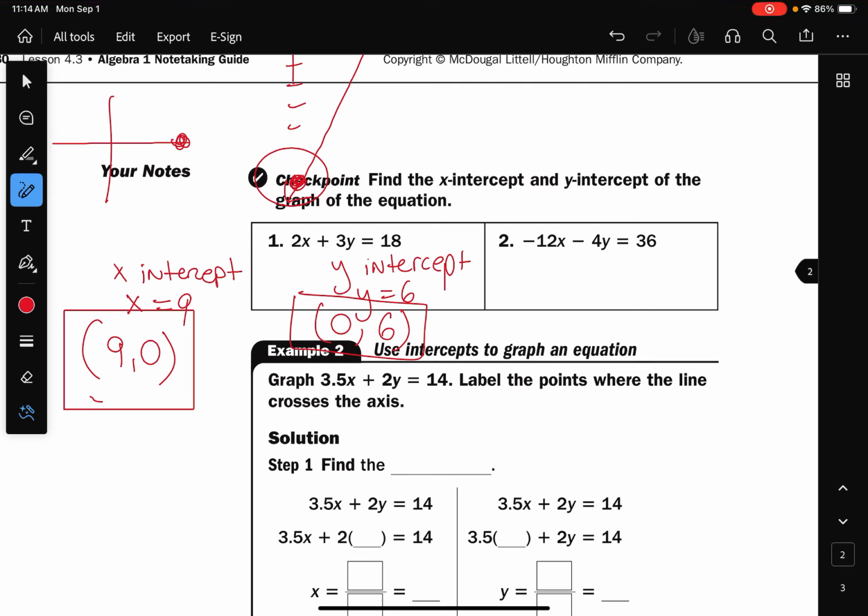For number 2, we found that the x-intercept happened to be at negative 3. The x-intercept is at negative 3, so I'm going to write it as negative 3, 0. The y-intercept was at negative 9, so I'm going to write it as 0, negative 9.